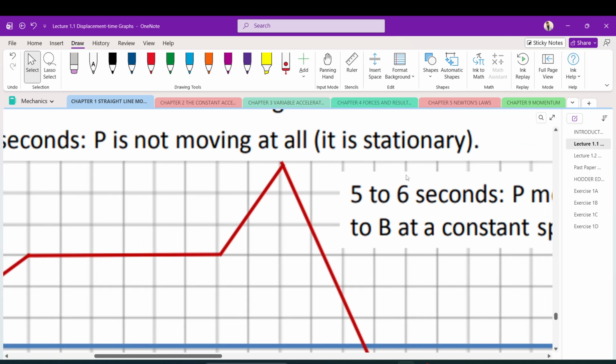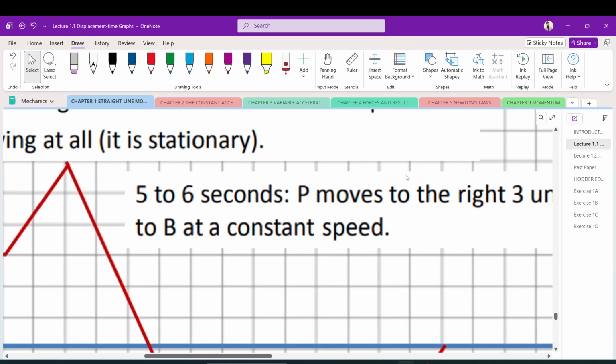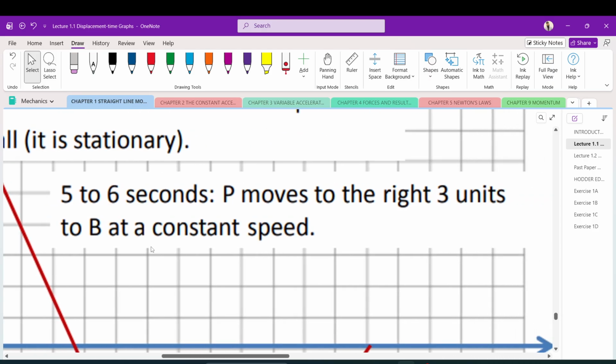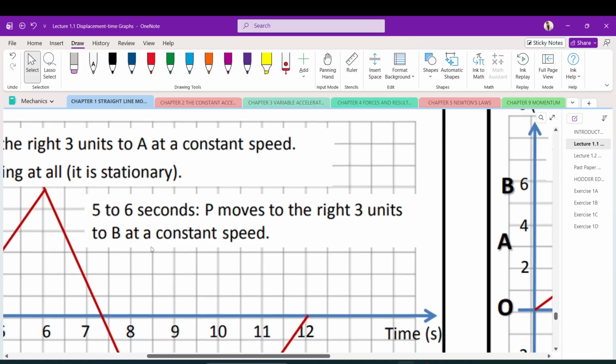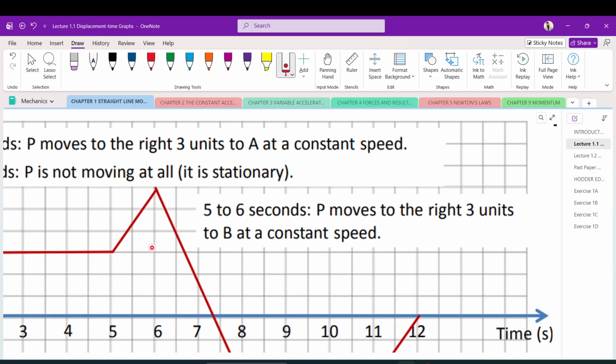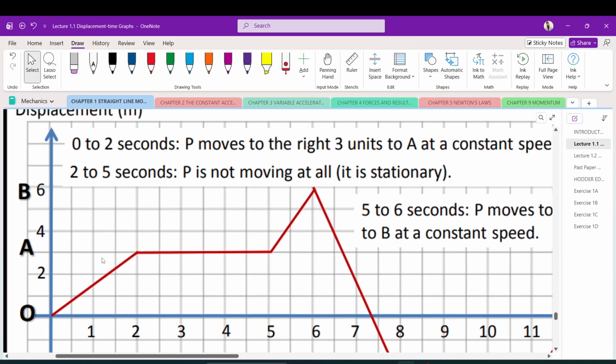Then 5 to 6 seconds, P moves to the right 3 units to B at a constant speed. So now if you look over here, from 5 to 6, it's now moving 3 units at a constant speed, right? So you need to add 3 more units. So this was 3, and adding 3 units more makes up 6 units. So this is where it should end up.